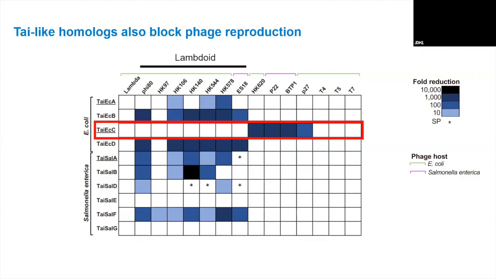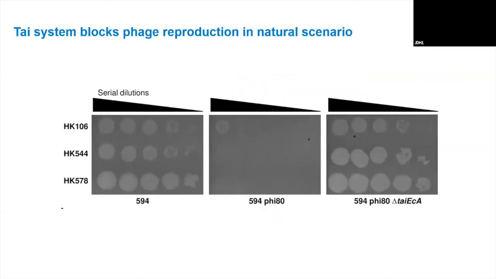Note that so far, all the experiments were done based on plasmids. Sometimes we are concerned that we overestimate the power of these systems because of the protein expression level. So we wanted to find a more natural scenario. And we found that TAI ECA is naturally encoded by phage Phi80. So we decided to use Phi80 as a model to test.